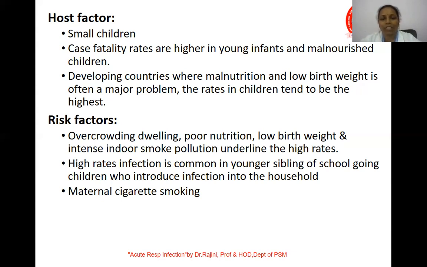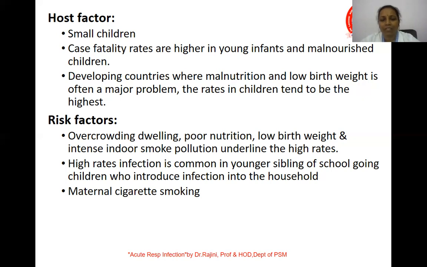Okay, so what are the risk factors? Why is this spreading? Risk factors: overcrowded dwelling. People living in slums, maybe urban or rural slums, overcrowding is the main cause. Poor nutrition, low birth weight, indoor smoke pollution underlie the high rates. People living in rural areas and in slums use solid fuel for cooking, which produces more smoke. And if the child is prone to this infection, they have more problems.